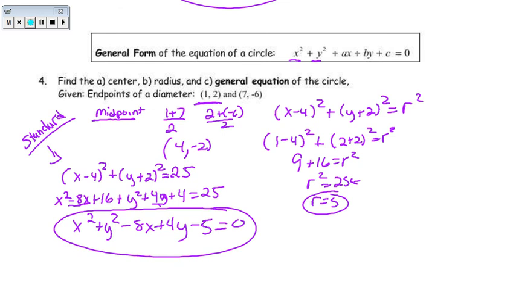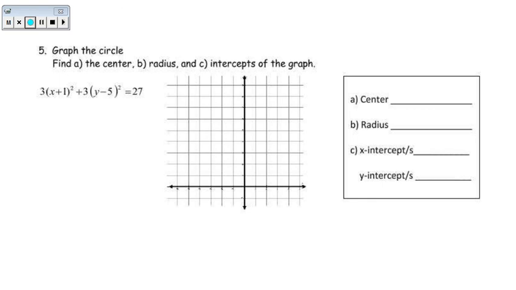All right, let's flip our papers over. Great. So what we're looking at here, again, is the equation. We want to know what is the center, what is the radius, and what are the intercepts of the graph. Looking at this, all of these are divisible by 3, so let's go ahead and do that first. Let's transform this equation some. And 27 divided by 3 is 9.